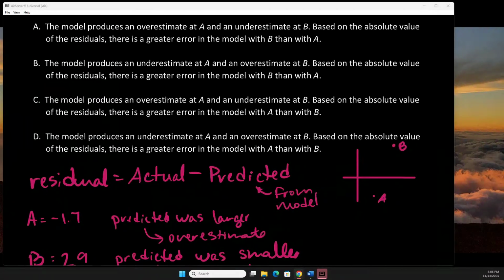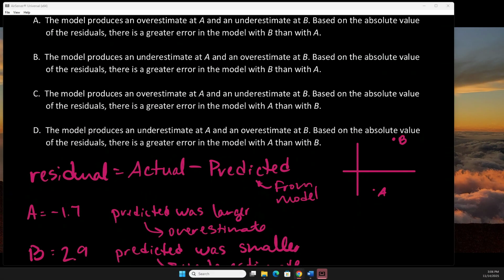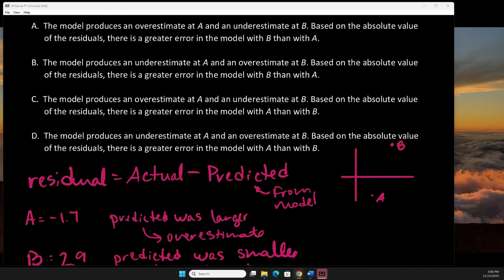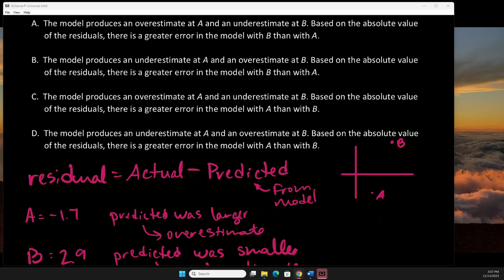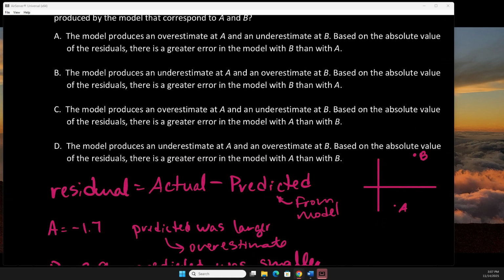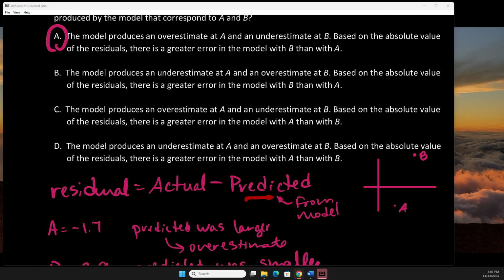And so part A says that the model produces an overestimate for A, which is true, and an underestimate for B, which is true. And based on the absolute value of the residuals, the error was greater in the model with B than with A, because it has a larger absolute value. That's absolutely true. So if you don't want to memorize that a negative residual means overestimate and a positive means under, then you just really need to know this, and then just kind of logic your way through it. So if you subtract and get a negative, that means the predicted was bigger. If you subtract and get a positive, it means the actual was bigger.